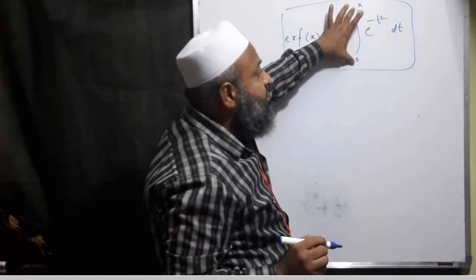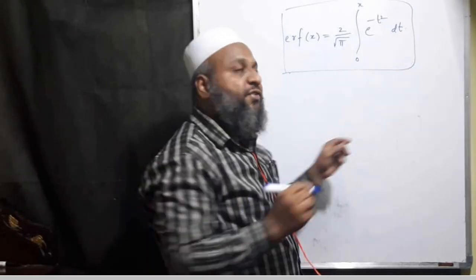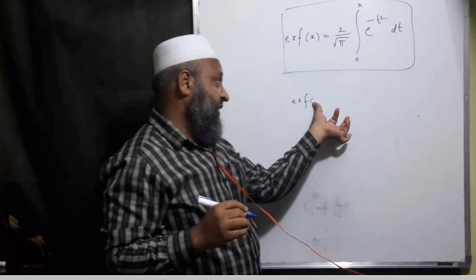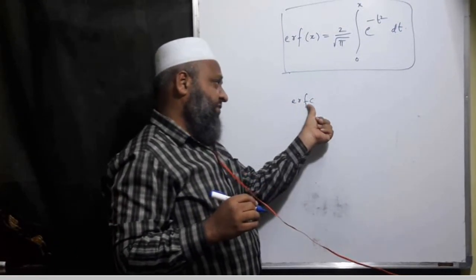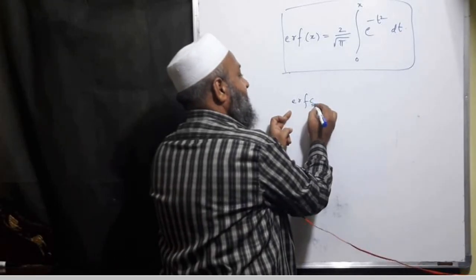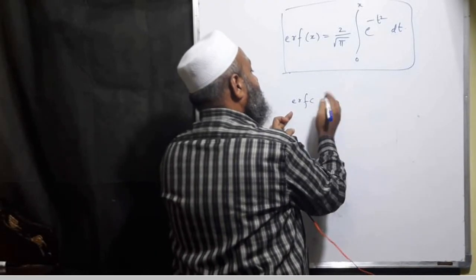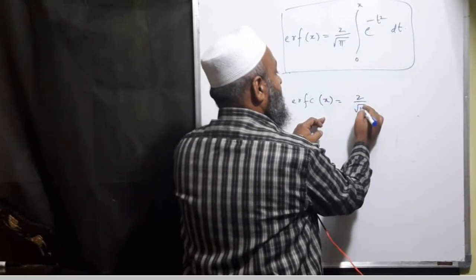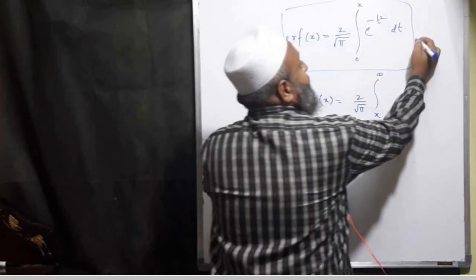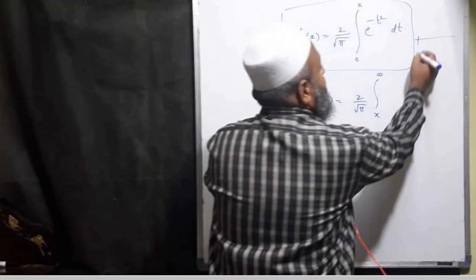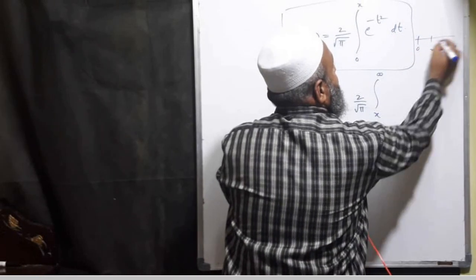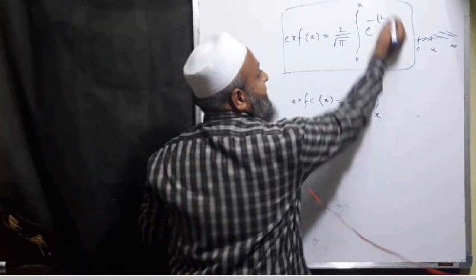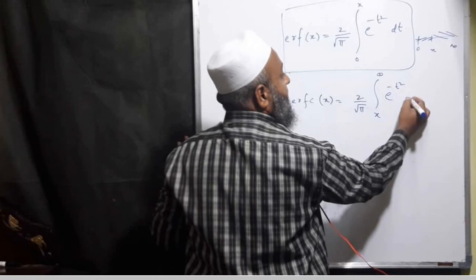When you are integrating from 0 to x, the leftover part is from x to infinity. That is called the complementary error function. The C is written at the beginning as the notation. So CERF, that is complementary error function of x, is the leftover part: 2 by root pi, integral from x to infinity. So from 0 to x you have integrated, and now you are integrating on the right hand side from x to infinity, the same function, e to the power of minus t square dt.